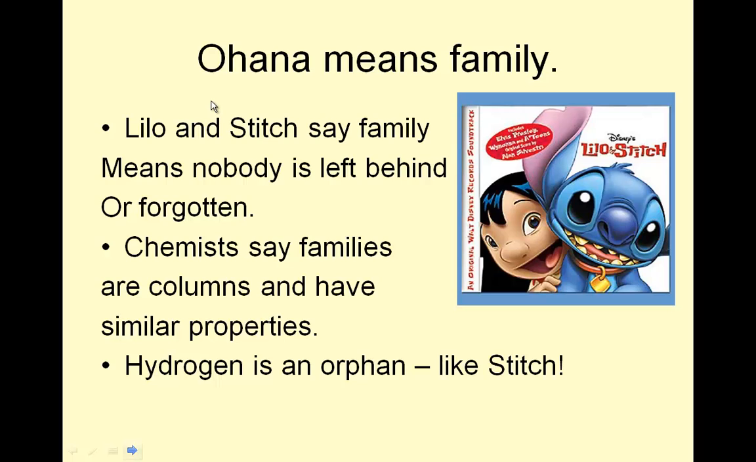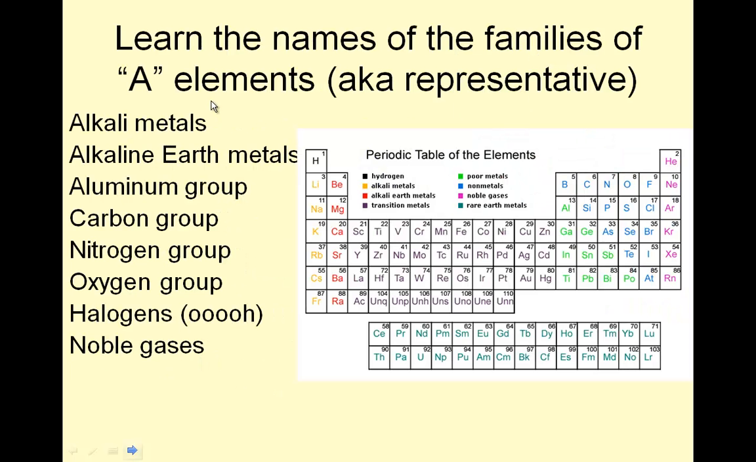Ohana means family. Lilo and Stitch say family means nobody is left behind or forgotten. Chemists say families are columns and have similar properties. Hydrogen is an orphan like Stitch. So if I look at this, lithium is more similar to sodium and potassium because they're in the same family, Ohana, than the other ones. Okay, you will need to know these groups.